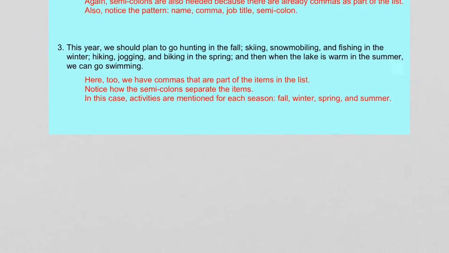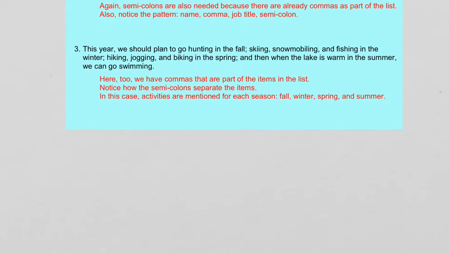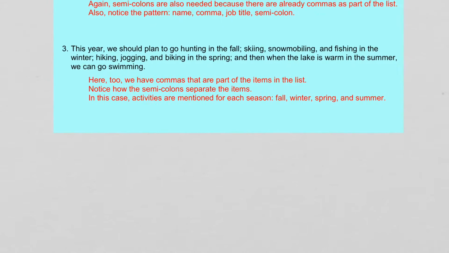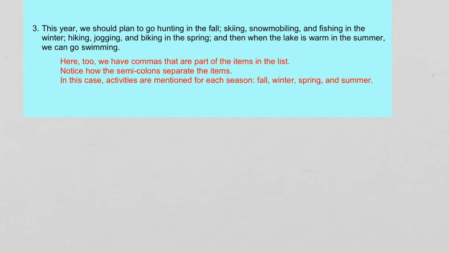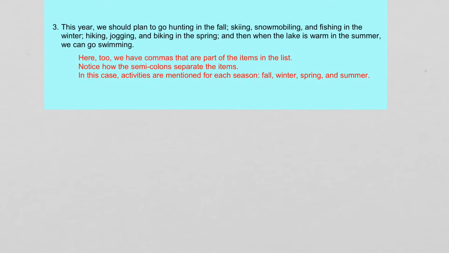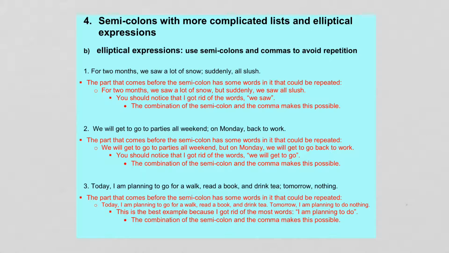So I've got, and then when the lake is warm in the summer, we can go swimming. All right, so here too we have commas that are part of the items in the list, except it's a little bit more complicated because in the list is sort of what we should do for each time of year. Notice how the semicolons separate the items, right? So the stuff to do in the fall versus the stuff to do in the winter versus the stuff to do in the spring, and then the stuff to do in the summer. All right, so of course, as I said, activities are mentioned for each season: fall, winter, spring, and summer.